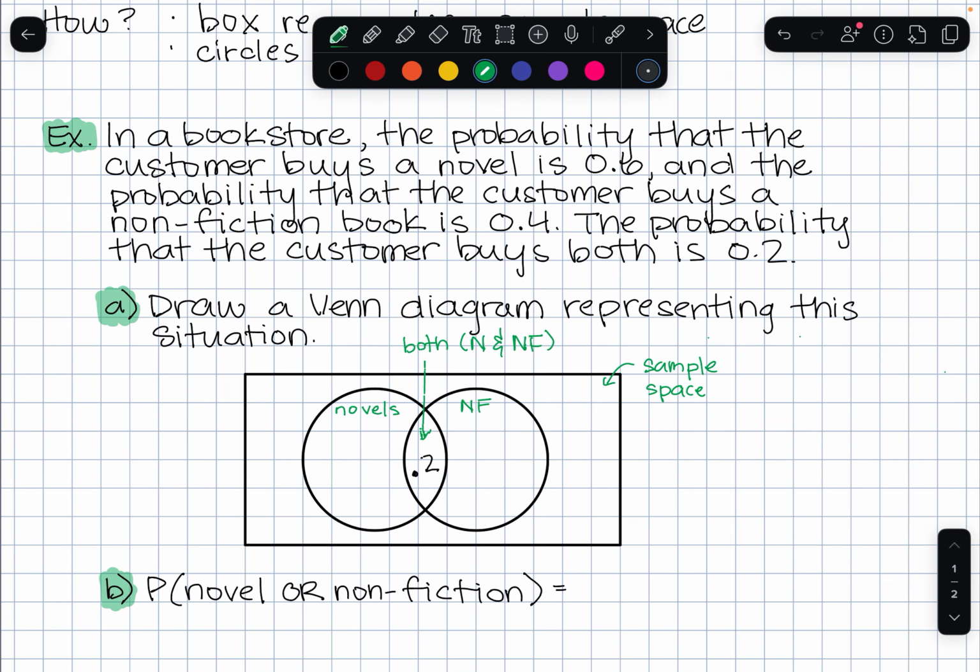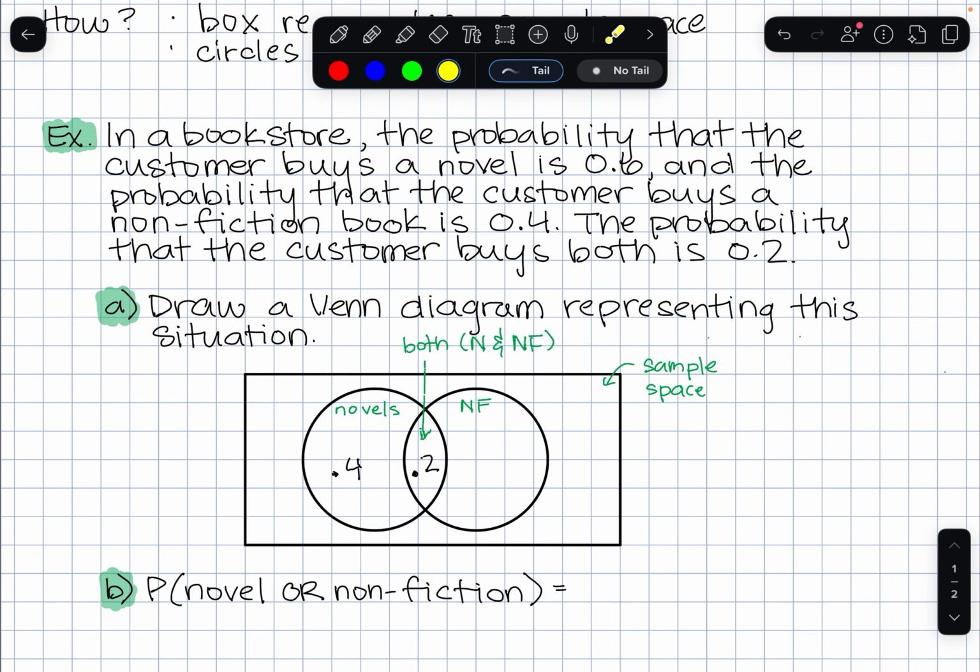I then need to figure out what goes in the other parts of my picture. And they give us some clues here. So I know that the probability that a customer buys a novel is 0.6. And the probability that represents customers buying novels is the entire novels circle. I know that whole circle should be 0.6. 0.2 of that 0.6 is here. So 0.6 minus 0.2, that leaves 0.4 of the novel purchasers who only buy novels and not nonfiction.